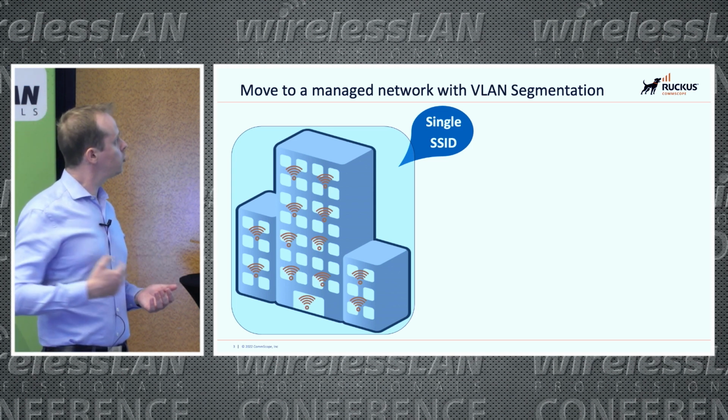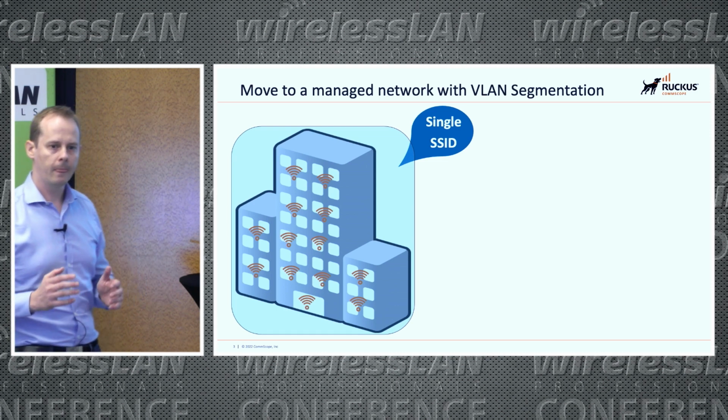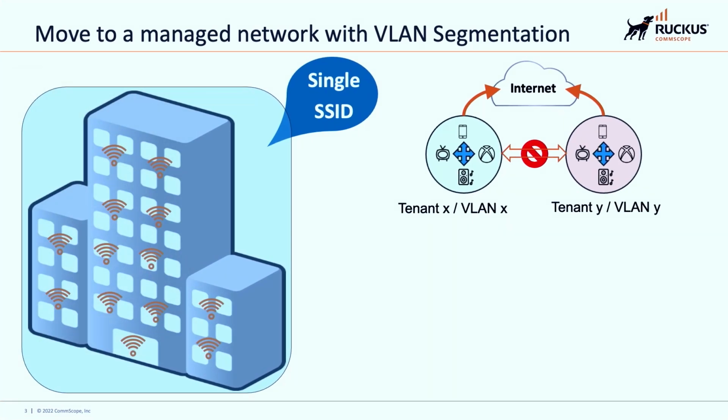The next step will be to deploy a private network for everybody. We're going to make sure that between each tenant, the equipment won't be able to talk. So apartment 101 won't be able to talk with apartment 102, for example. And to do so, we're going to use VLANs, and we're going to put each tenant in its own VLAN.